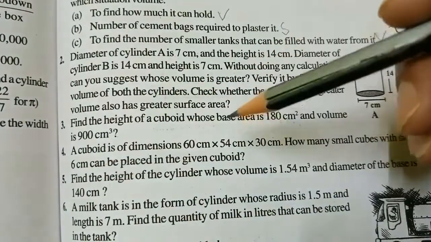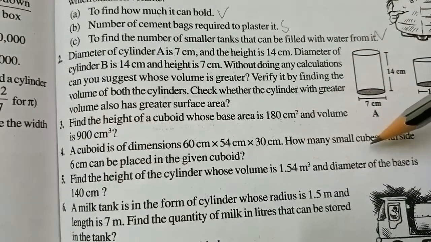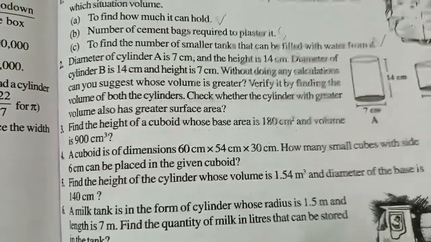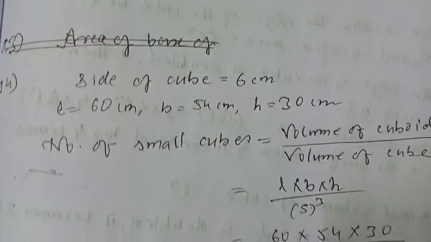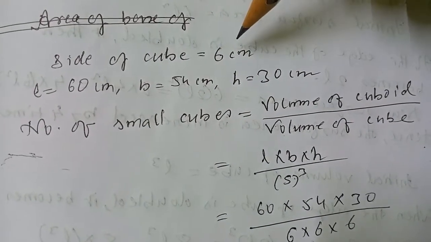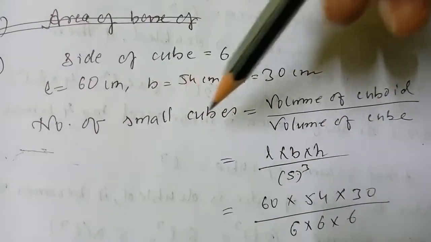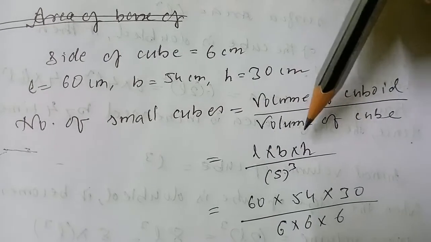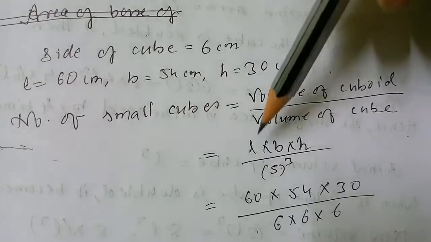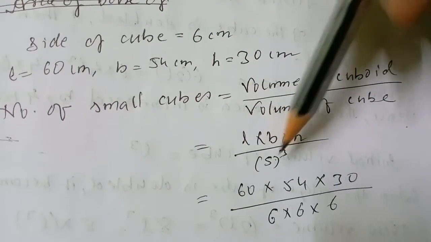So how can you find this? First of all calculate the volume of the cuboid, then find the volume of the cube, then divide both the volumes, then you will get the number of cubes. So let us see question number 4. Side of cube equal to 6 centimeter is given, and length, breadth and height of the cuboid is given. So number of small cubes equals volume of cuboid divided by volume of cube. The volume of cuboid formula is length into breadth into height. The volume of cube formula is side cube, that means side into side into side.